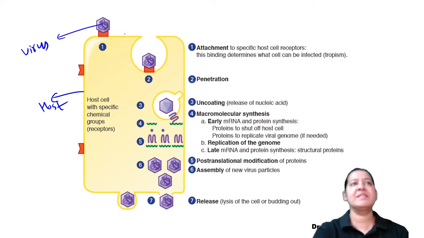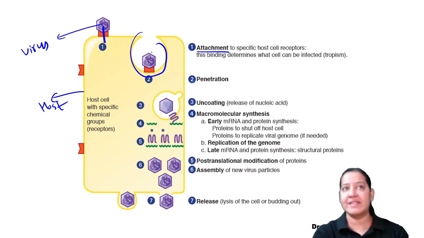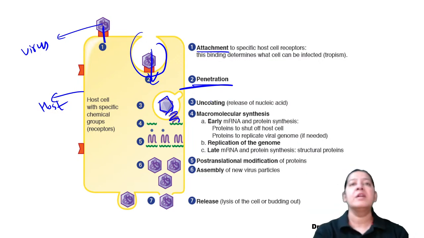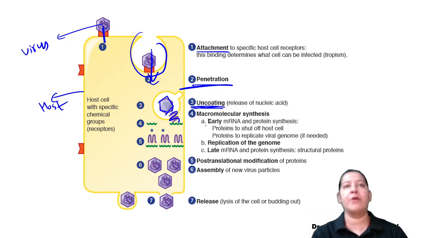The first step is the attachment. You can see the virus is attaching on the red color receptor of the host cell. After attaching, the virus is penetrating inside. The second step is penetration. After penetrating, the nucleic acid and the capsid of the virus separate from each other in the cytoplasm of the host. This is known as uncoating of the virus.